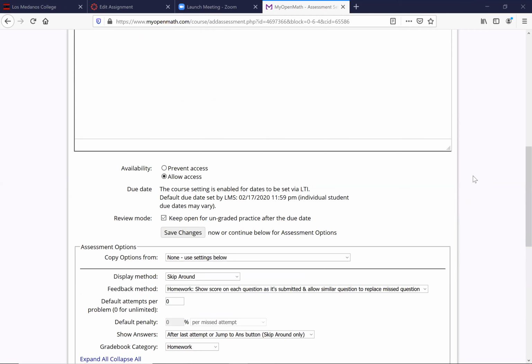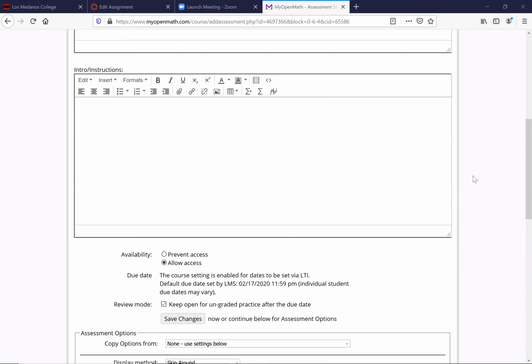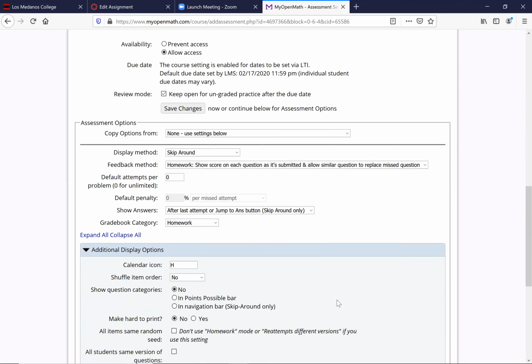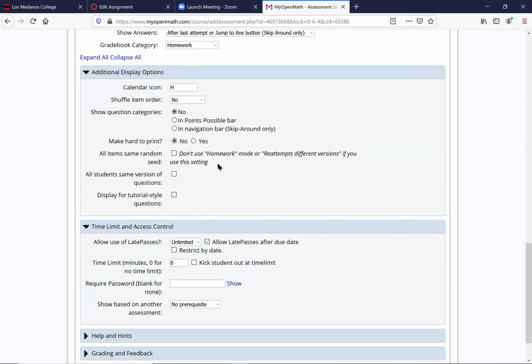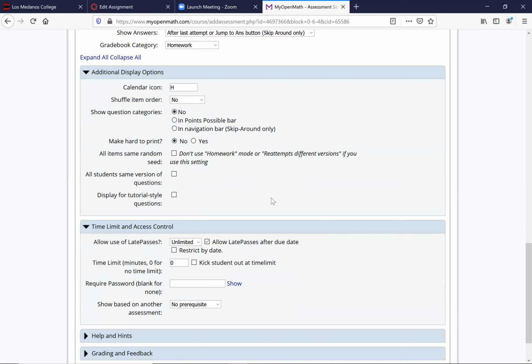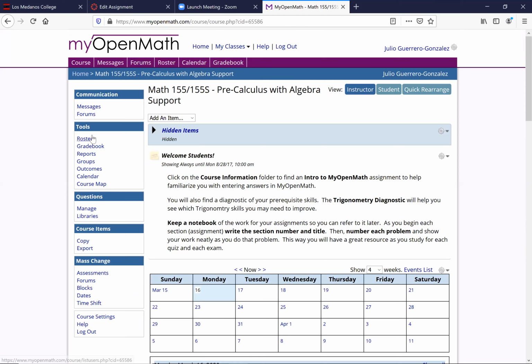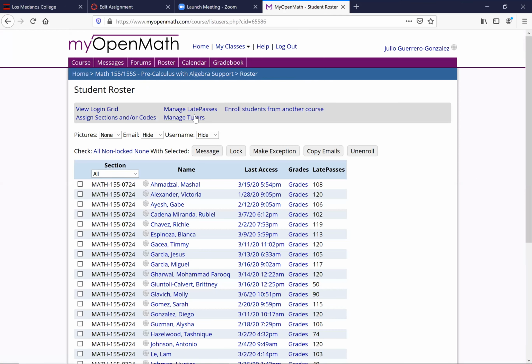So the due date is set for, let's say, 2/3, right? That due date was set on 2/17, so February 17th. And I have a check here for keep open for ungraded practice after due date, but that doesn't do anything. Yeah, it says allow access right there too. That's why I thought for sure I had run out of the late passes, because at the time I was still being charged, quote unquote, 7 at a time, 8 at a time because my assignments were so old.